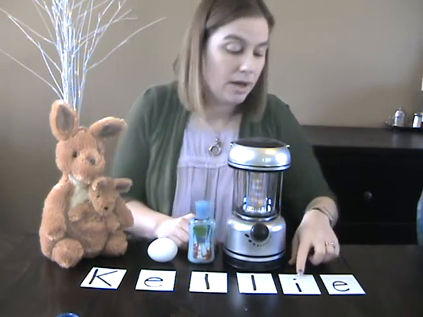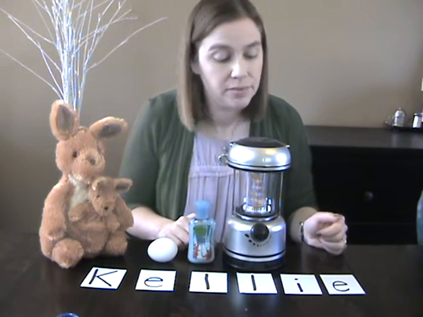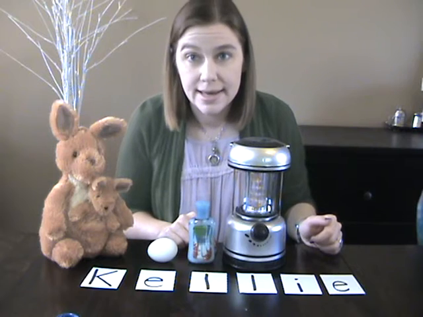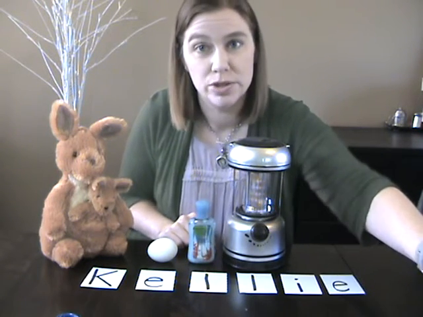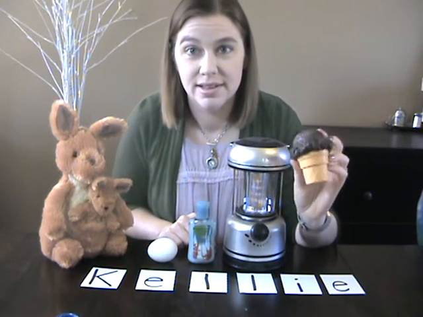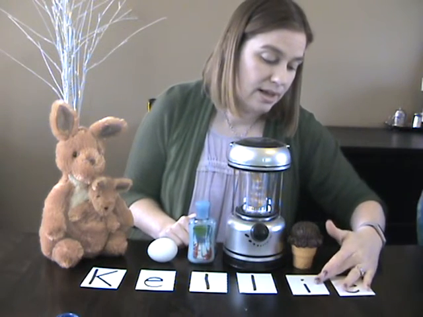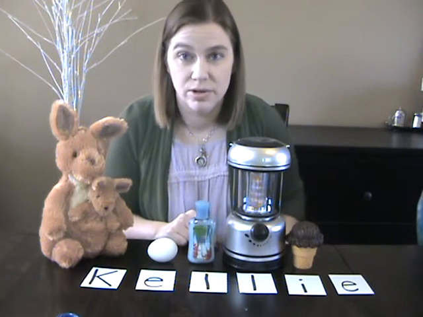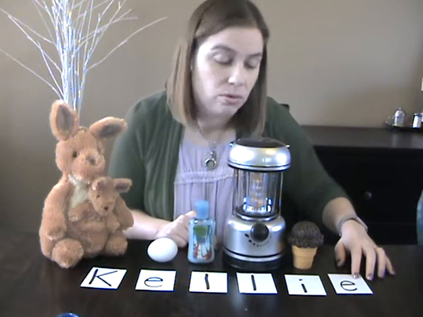Okay. Now my next letter is the letter I. I can either say its name, I, or it can say its short sound. So I found something that starts with the letter I. This is an ice cream cone. Ice cream cone. So ice cream cone starts with the I sound. And then one more letter.